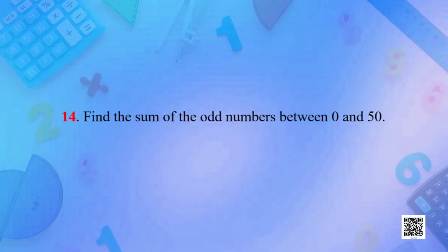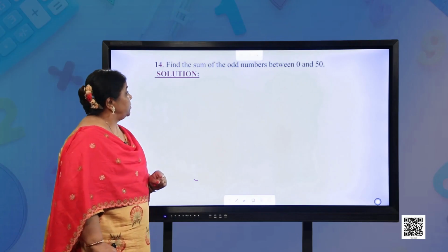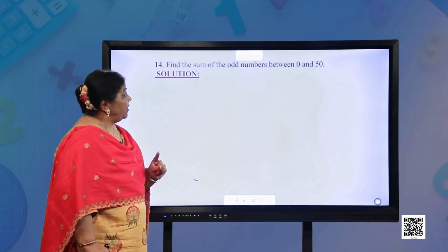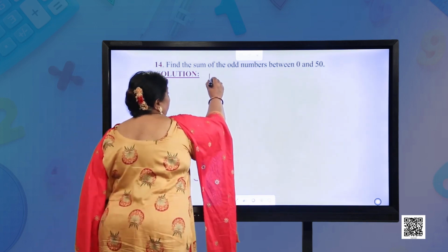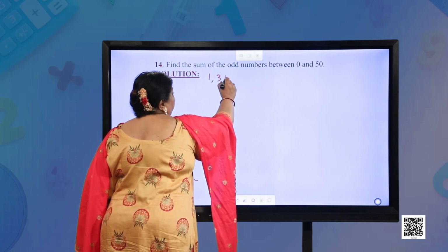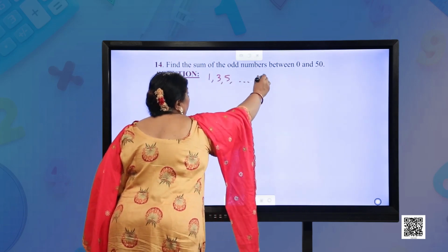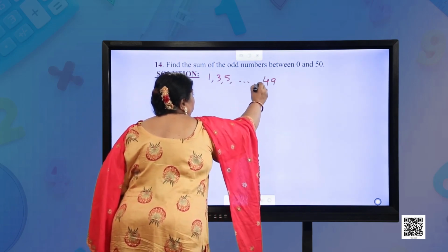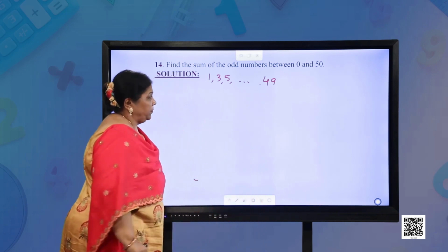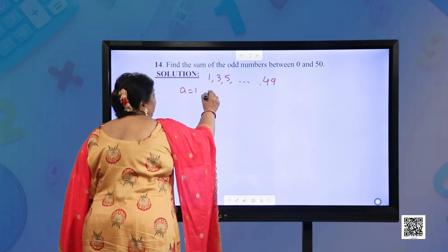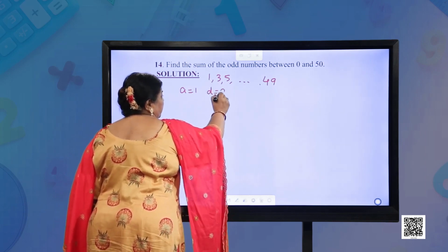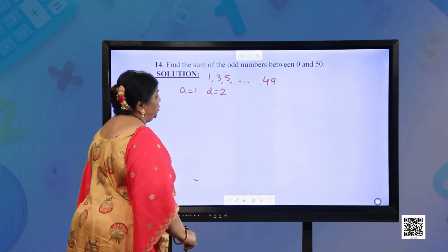Find the sum of the odd numbers between 0 and 50. Very interesting question. Sum of odd numbers. So, what is the first odd number? 1. Next odd number 3, 5, 7, so on. And what will be the last one before 50? 49, alright. So, A is 1 and D is 3 minus 1, it is 2.